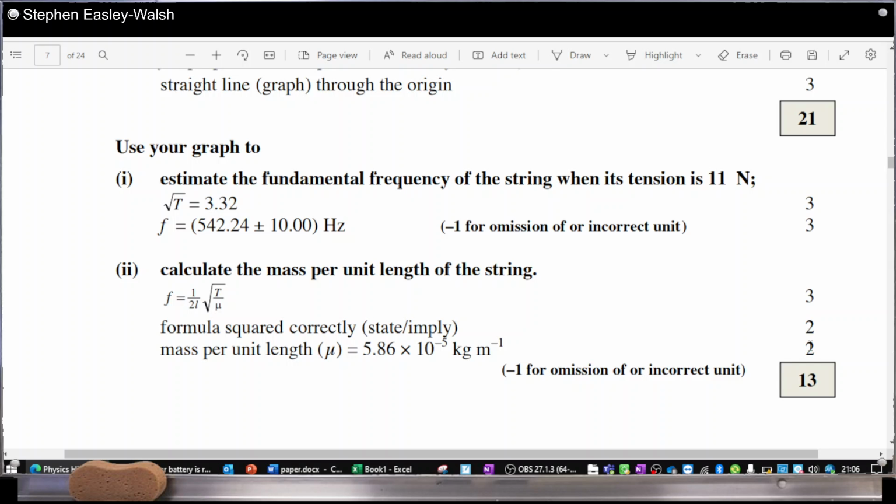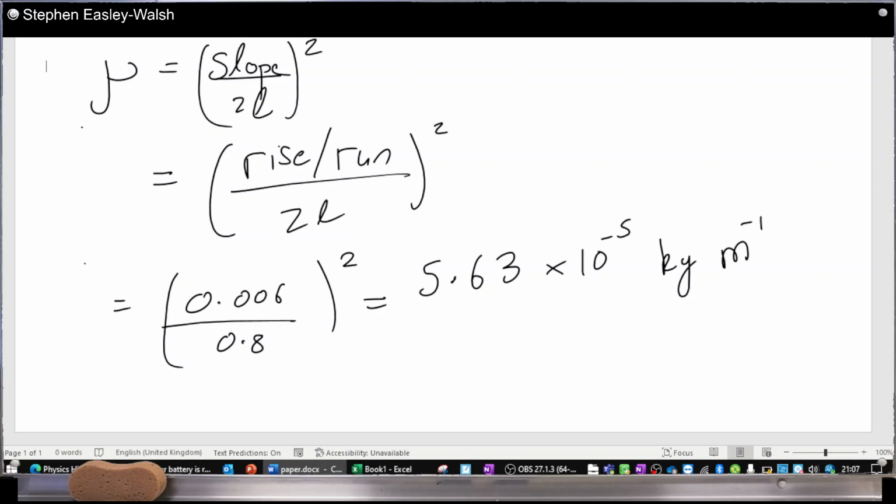Now, I'm not sure what they did here to get 5.86. My answer would be slightly more accurate. You get a more accurate answer if you can use the slope, because that actually uses all the data points. I do wonder if whoever did the answer here just subbed in one value from the graph and just solved it as a maths problem. It actually doesn't say how they arrived at it. It just says formula squared correctly. I didn't actually need to square the formula. Oh no, I did at the very end, didn't I? Yeah. So, yeah, this is the only thing that's a little bit different.